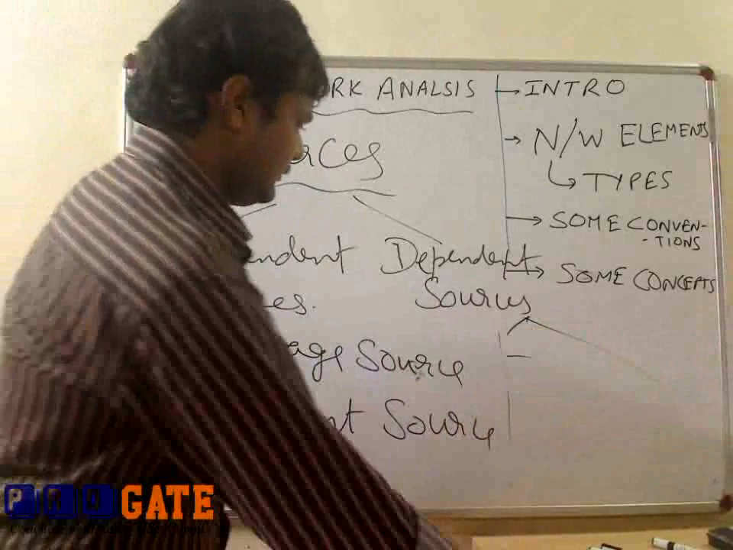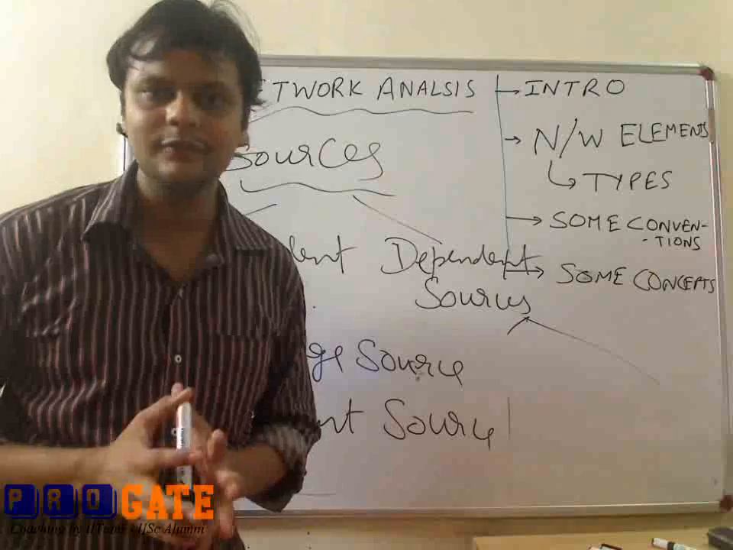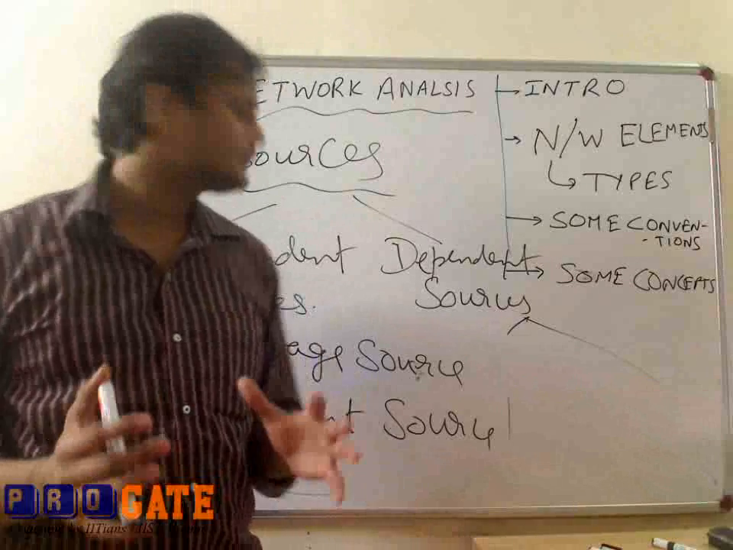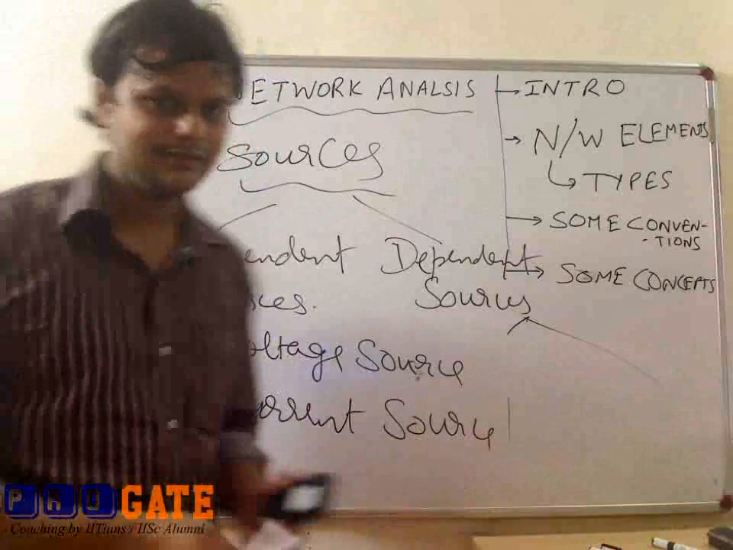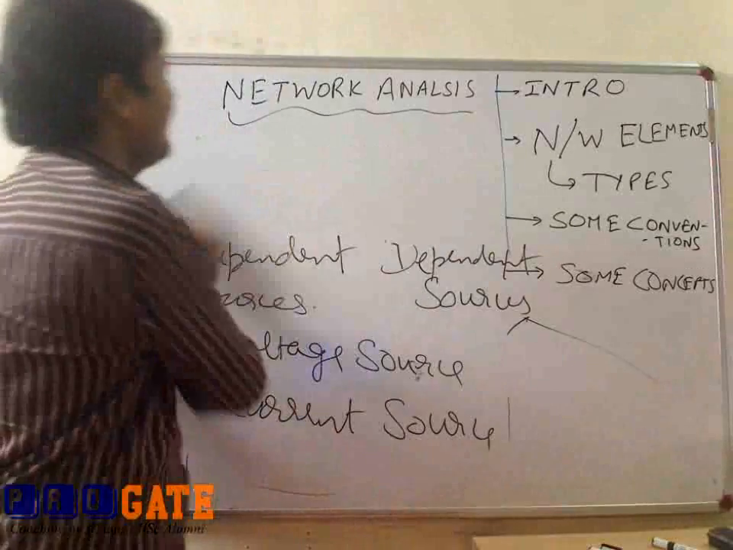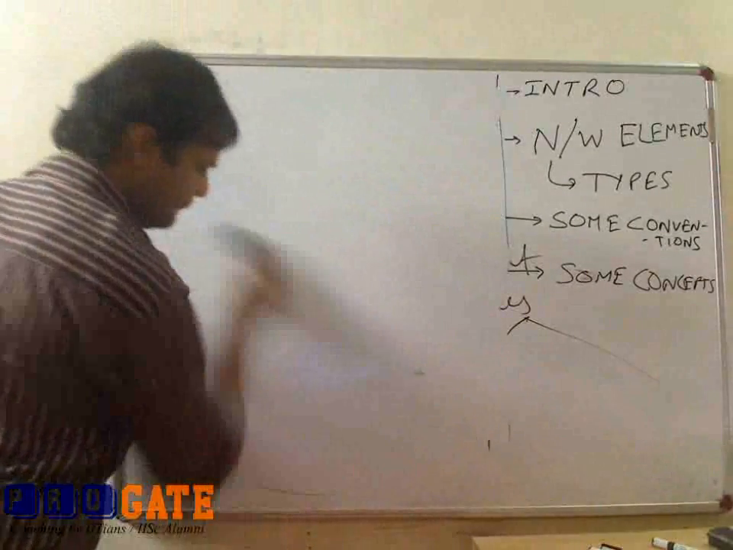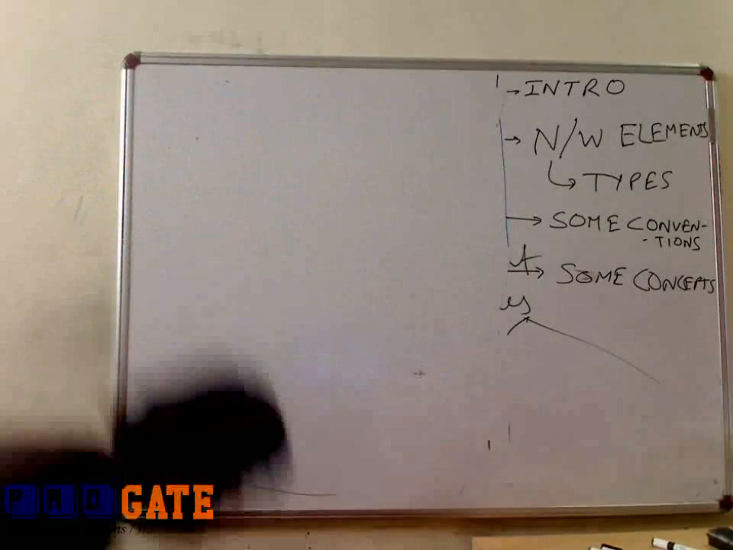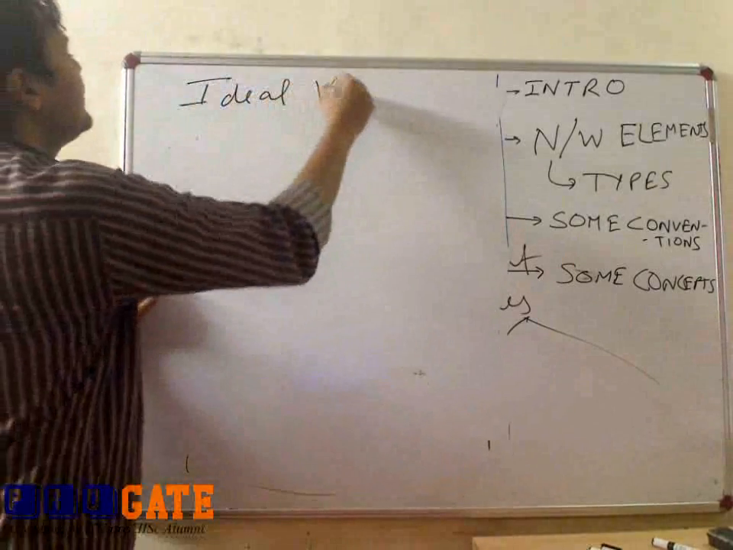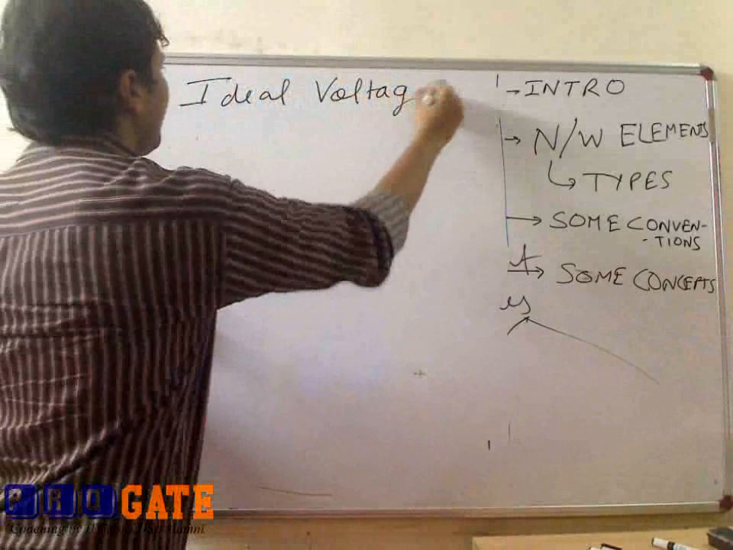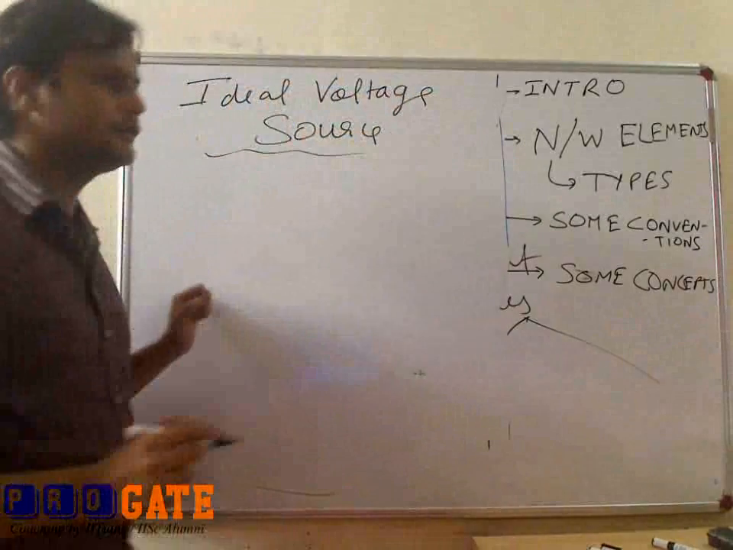So now I am firstly coming to this. What is a voltage source? What is the definition of an ideal voltage source? What are the characteristics of these ideal independent sources? Now I am coming to the ideal voltage source. So what is the ideal source?